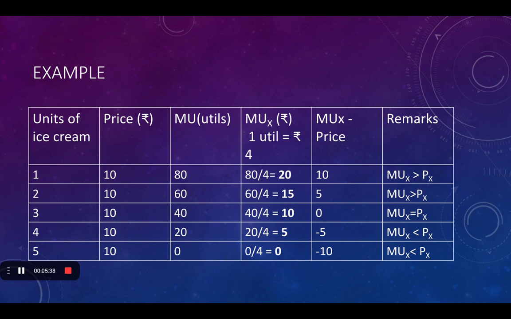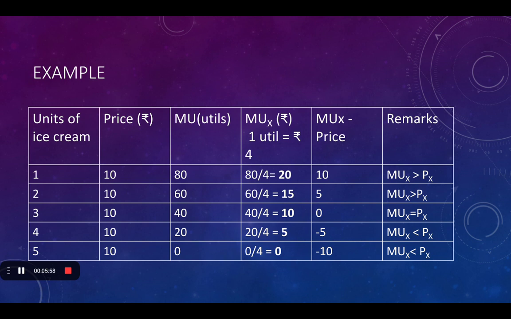On the third unit of consumption of ice cream, he has to pay 10 rupees, and the satisfaction which he is getting is also 10 rupees. That means it is a point of consumer equilibrium where MUX is equal to PX.